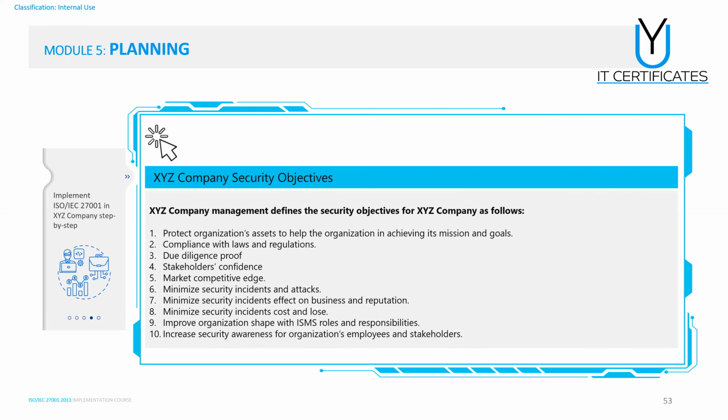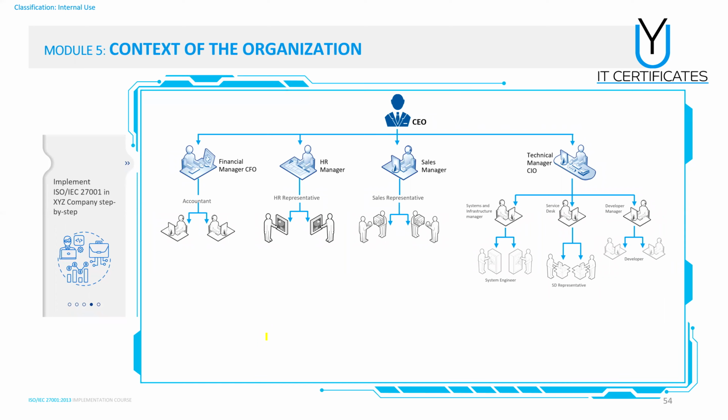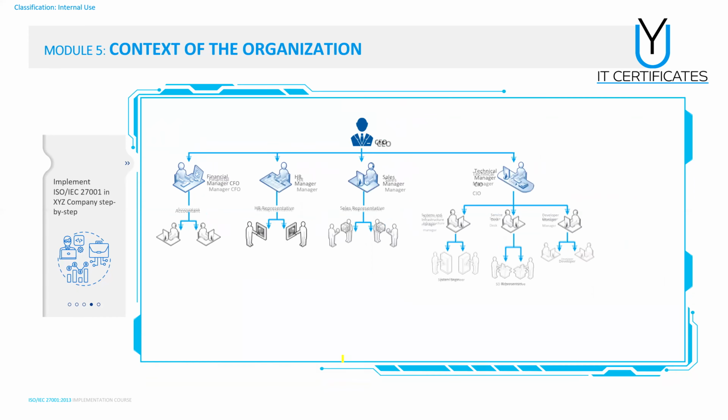And what are the company security objectives? I think we discussed this a lot before, and I will not go through it again. If you can remember, this is the design we had before for the company structure, and you will find that there is no IT risk management team. XYZ company will have a new risk management team with a risk manager, and the risk manager will report to the CEO.